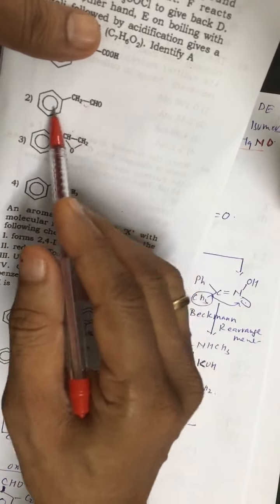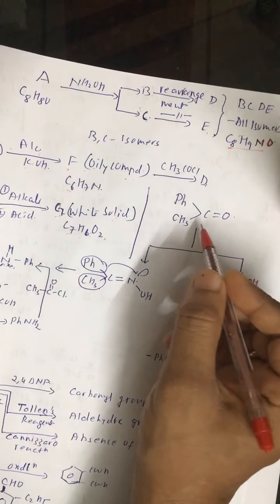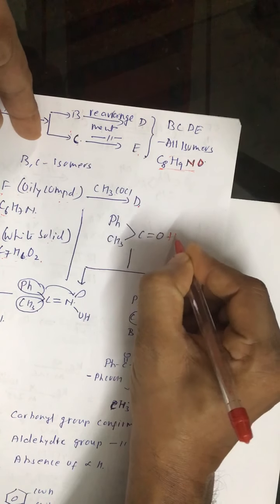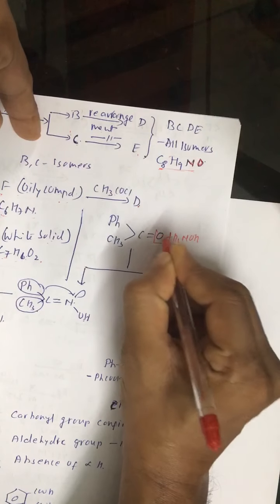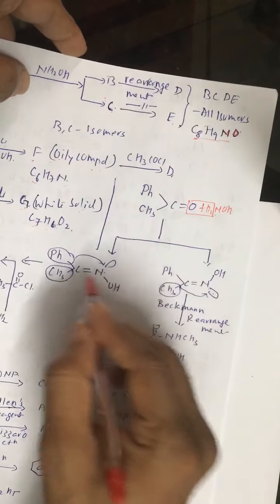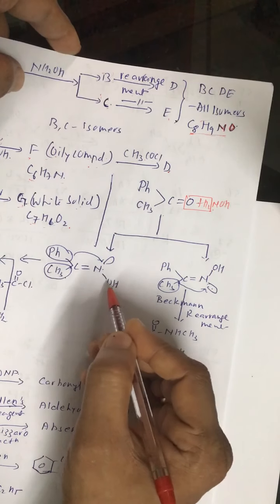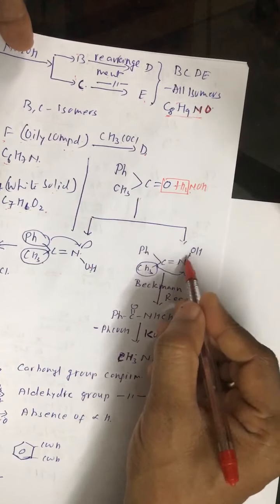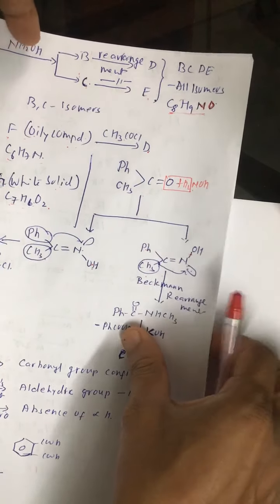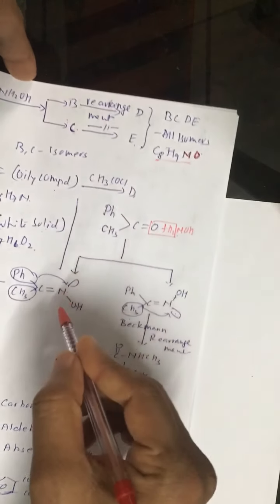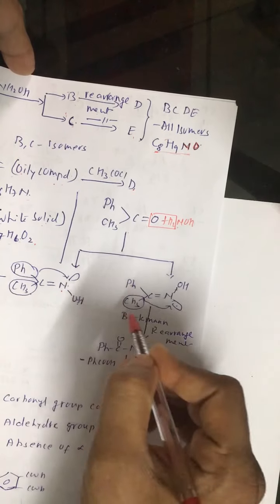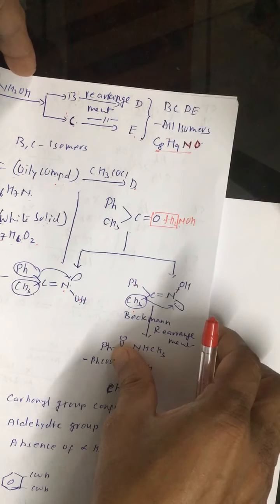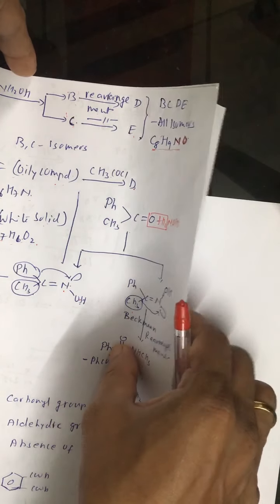We can compare between the options. Acetophenone, when treated with hydroxylamine, H2NOH, gives these two geometrical isomers. This is syn-methyl acetophenone oxime, and this is syn-phenyl acetophenone oxime. So B and C are syn-methyl and syn-phenyl acetophenone oxime.